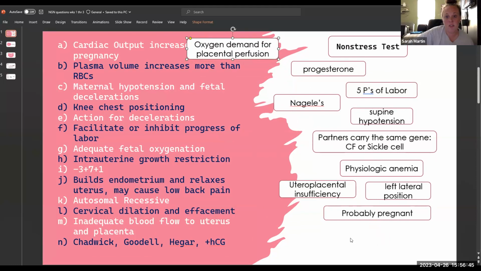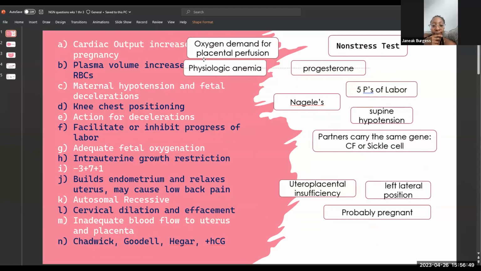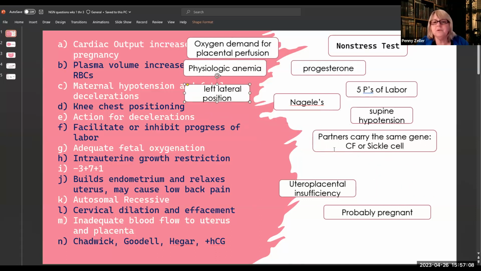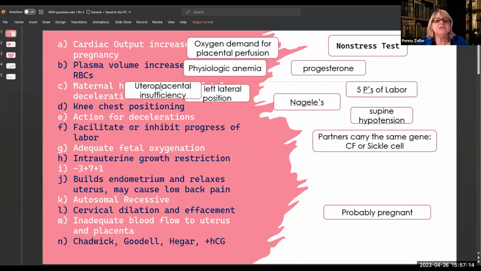Okay. Plasma volume increases more than RBC volume during pregnancy. Is that the physiological anemia? Yeah. What about maternal hypotension and fetal decelerations? Is that where the non-stress one would go? Left lateral position? Yeah, you definitely want to use the left lateral positioning. You're right. But there's another one over here too. Uteroplacental insufficiency. Yeah, the insufficiency.